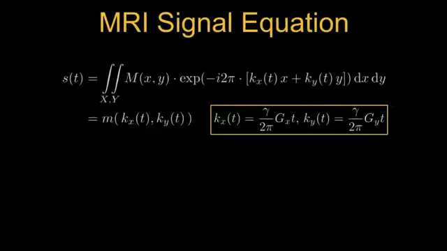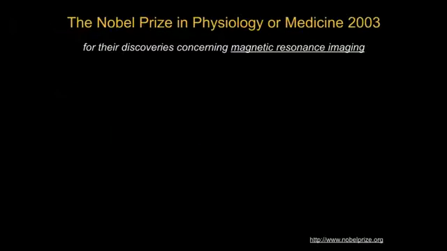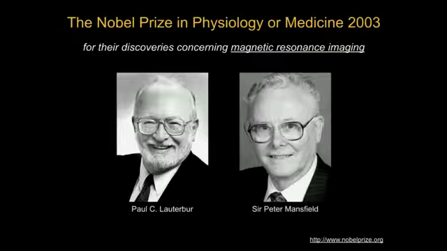And I always love giving this lecture because this is exactly what they awarded the 2003 Nobel Prize for. This was given for discoveries concerning magnetic resonance imaging to Drs. Lauterbur and Sir Peter Mansfield, because they realized what a gradient does. And this was not actually widespread knowledge until this point in time.